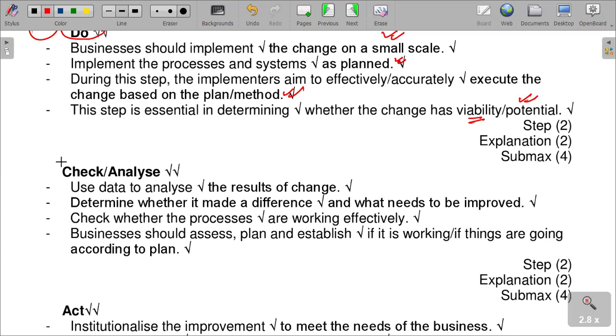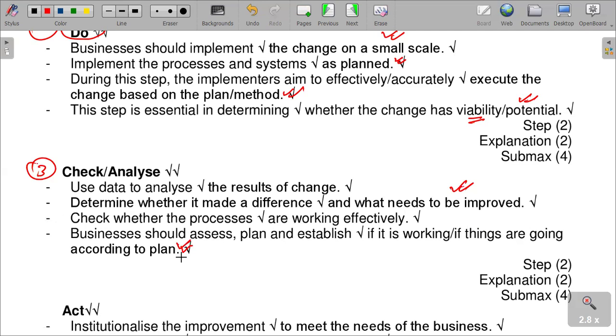And then on number 31, we said the check stage or analysis. Use data to analyze the results of change. Data must be there. Determine whether it made a change or a difference and what needs to be improved in terms of the analysis or third stage, and check whether the processes are working effectively. Business should also assess the plan and establish if things are going according to the plan.